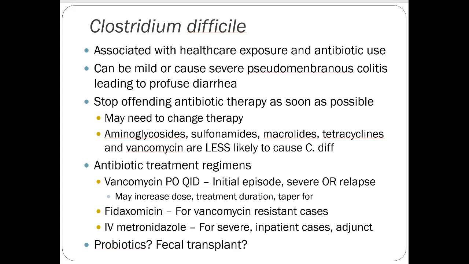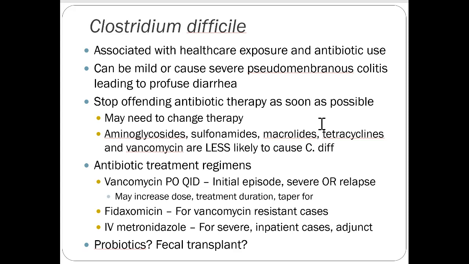It can be quite mild or cause really severe pseudomembranous colitis, leading to pretty profuse diarrhea and sometimes intestinal damage as well. You want to stop your offending antibiotic as soon as possible or change therapy. So here's some items that are less likely to be associated with C. diff. I think about anything with heavier gram-negative and anaerobic coverage. It's going to be more likely to wipe out the GI flora and put people at risk for C. diff infections. So Clostridium difficile is just kind of opportunistic, where if you wipe out other bacteria in the GI tract, it can kind of overgrow to a point where it becomes problematic.